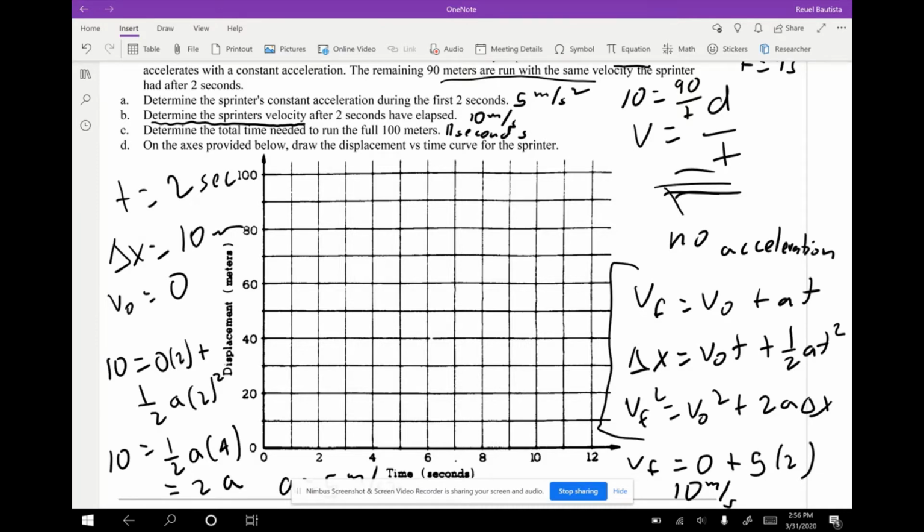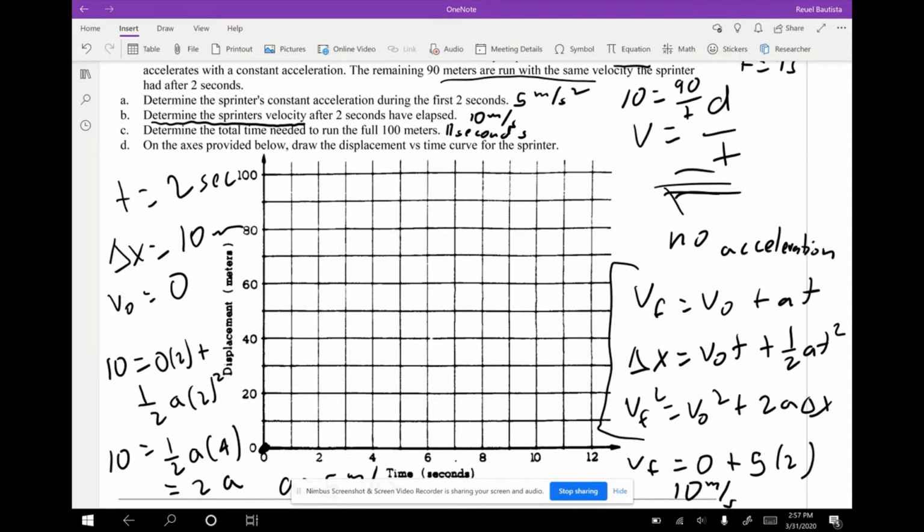And then obviously we're going to go up. This is very important. In the first 2 seconds, how many meters did this person run? 10 meters. So from 0 to 2, you're going to start at 0. At time 0 seconds, we're at the starting point, which is 0 displacement, and then we're going to go up to 10 meters during the first 2 seconds.